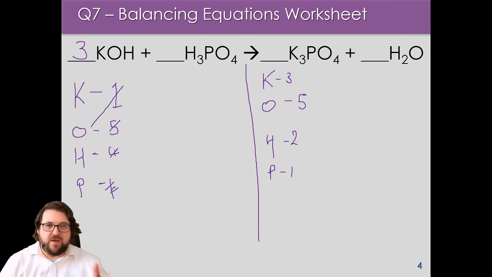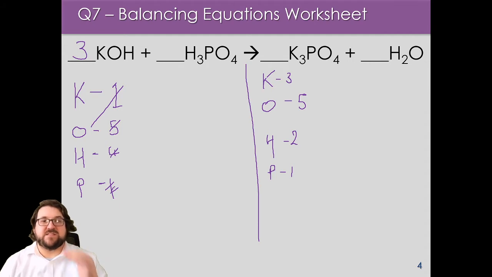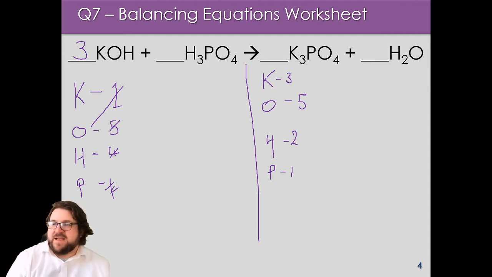Again, do not use the method of going, okay, I've got 3 KOHs, so now I've added 2 KOHs, so I've added 2 Ks, 2 Os, and 2 Hs. It leads to disaster. It's way better just to recount them all. So now, how many Ks have I got? I've got 3 Ks. How many O's have I got? I've got 3 KOHs, so I've got 3 there and 4 over there is a total of 7.